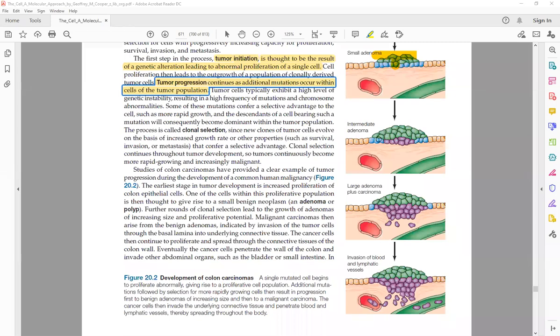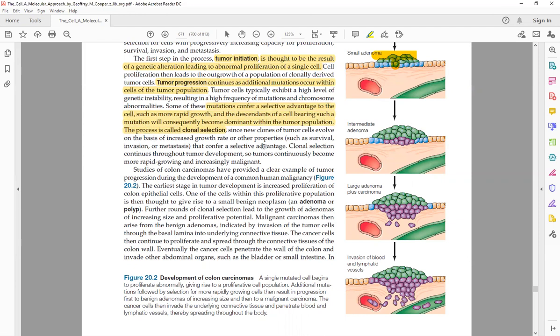So now, after the division has actively taken place, the second step that leads to tumor establishment is clonal selection. So what happens in the case of clonal selection? Some of the mutations confer a selective advantage to the cells that are previously dividing, such that the cells begin to divide much more rapidly, and the descendants of the cell bearing such a mutation will consequently become dominant within the tumor population. This phenomenon is commonly referred to as the clonal selection hypothesis.